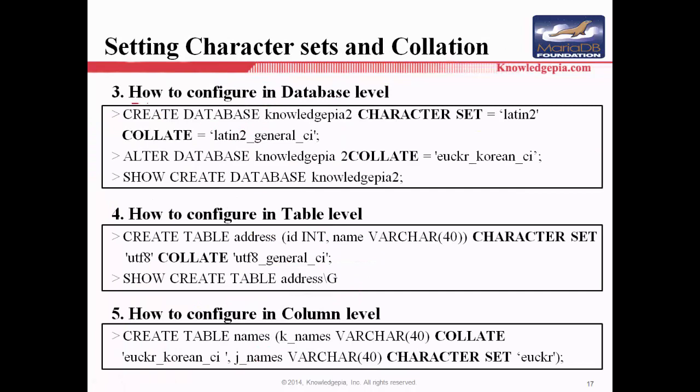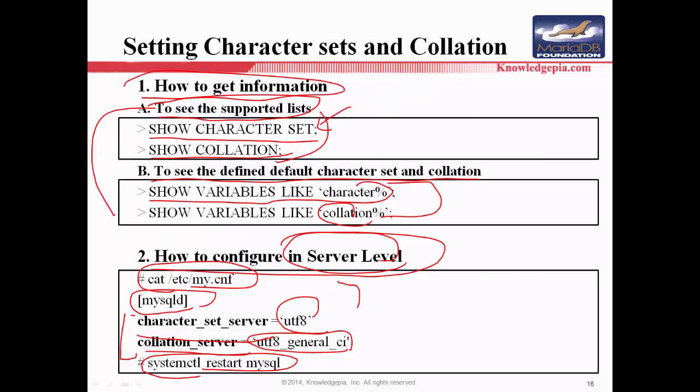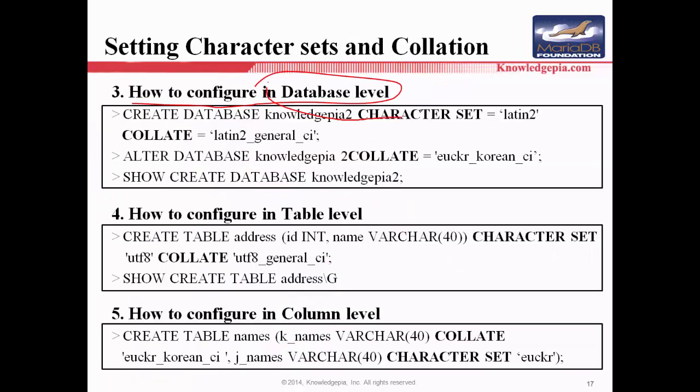Number three, how to configure at the database level. On the previous page, I showed you how to configure the character set and the collation at the server level. But also at the database level, we can define this kind of character set and collation. For example, create database knowledge_v2, with this kind of option, character set latin2, collate latin2_general_ci, like this.